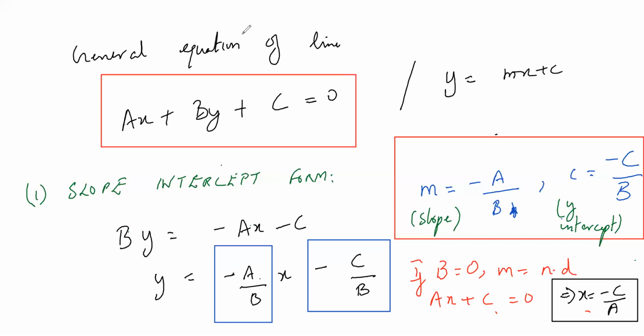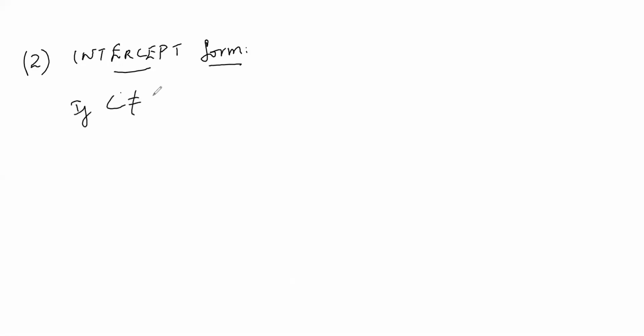Now let's take one more form. So our slope intercept form is done. The second one is the intercept form. So in intercept form, if c is not equal to 0, then ax plus by plus c is equal to 0. I'm just writing the same equation.